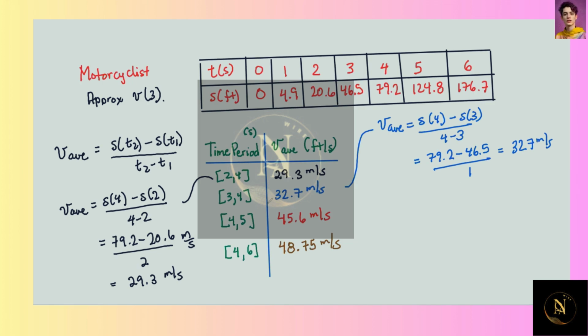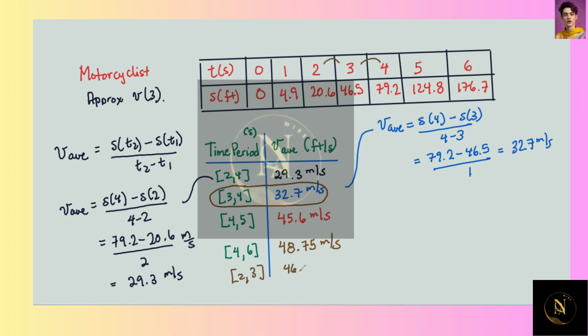All right, so now we're ready to look at approximating V of 3. Let's take a look at the data here. Since I want V of 3, one way to do a best approximation would be to approximate the average from 2 to 3, and then from 3 to 4, and then take the average of those two average velocities. I have the 3 to 4 interval already, but I don't have the 2 to 3. So let's do that one real quick.